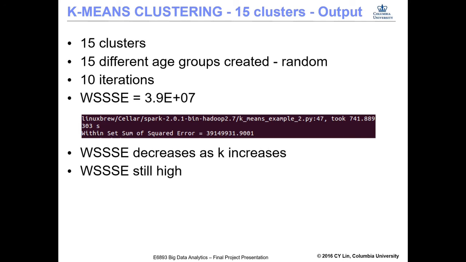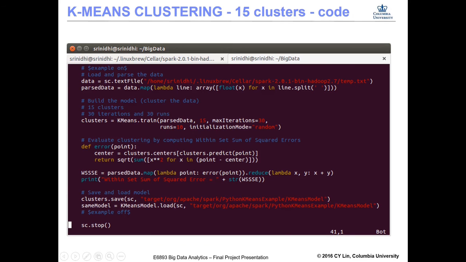So as you can observe, the WSSSE reduces from a billion to 10 power 7 as we increase the number of clusters to be created by the algorithm. However large the number of clusters created, the error is still huge. This is due to the scattered manner of the data set, and also because there is no interdependence between the fields which are used here.